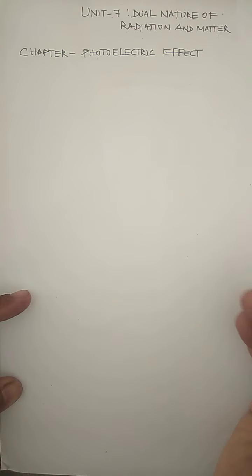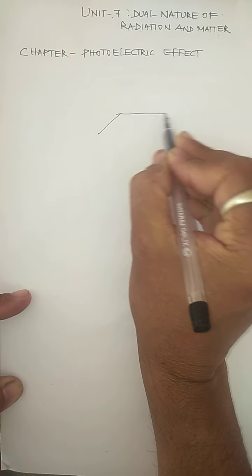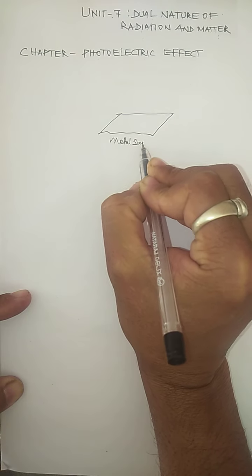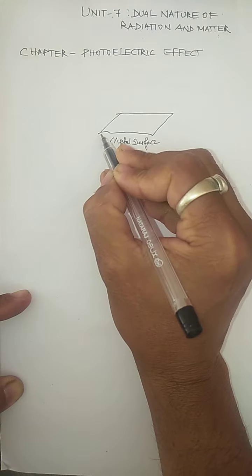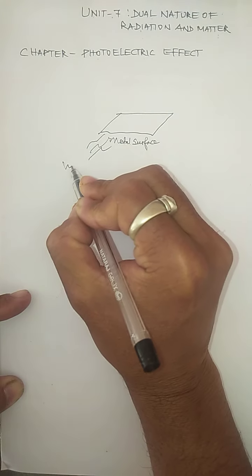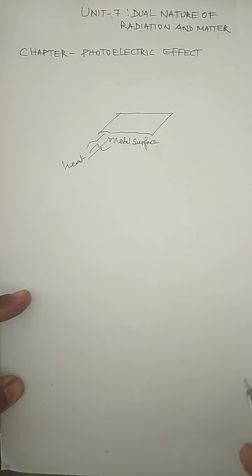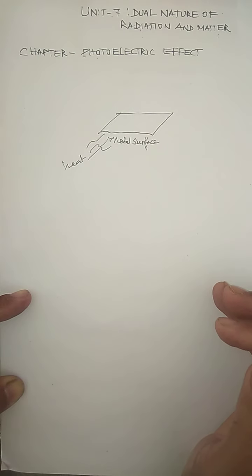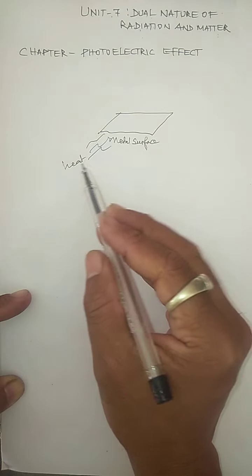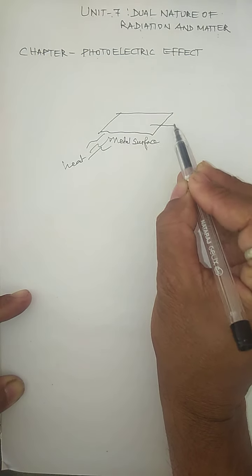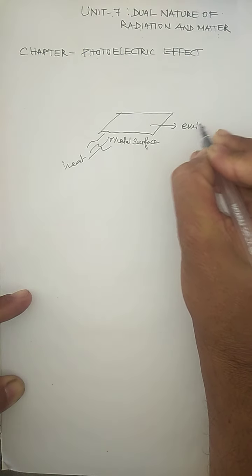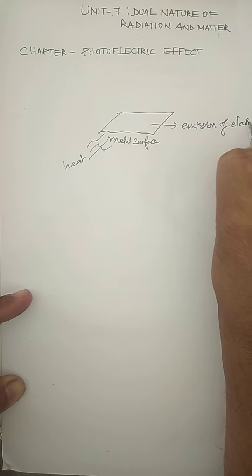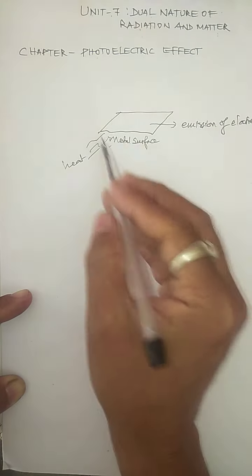Now to start with this chapter, let me just tell you one example. Suppose you have a metal surface. When you heat the metal surface, when you supply heat to it, after some time, once the metal surface acquires a certain amount of heat energy, there is an emission of electrons from the surface of the metal.